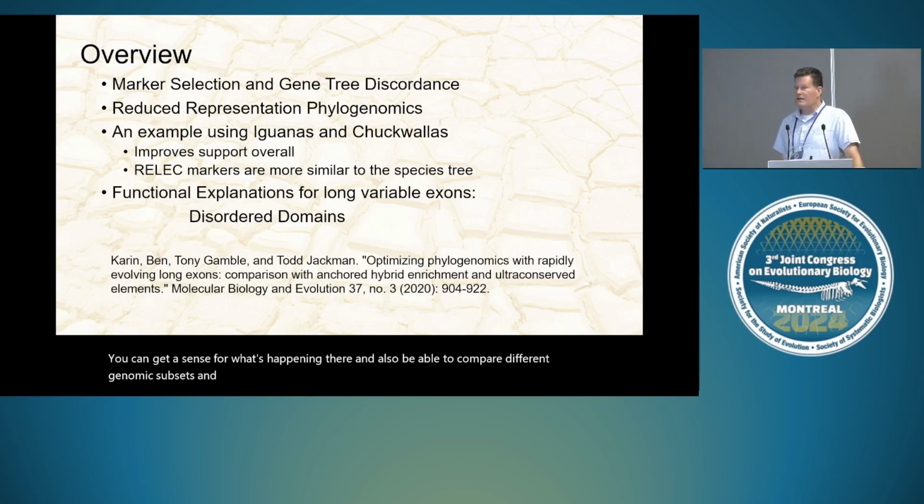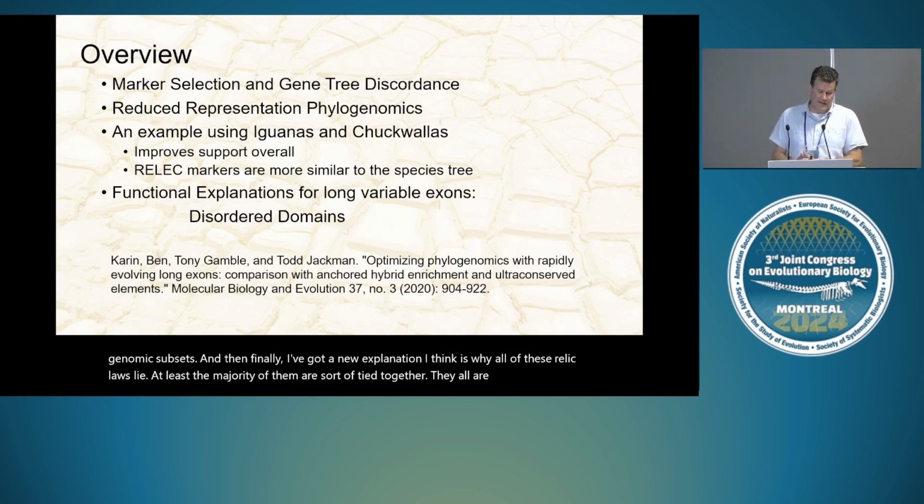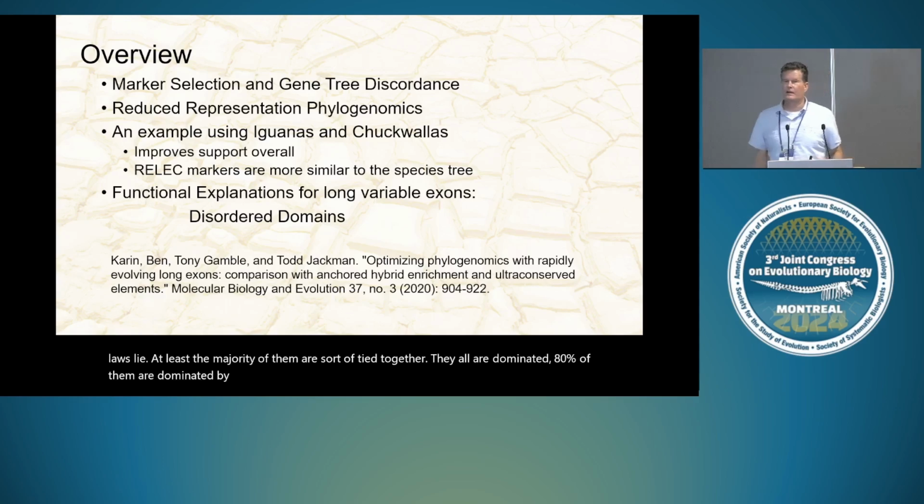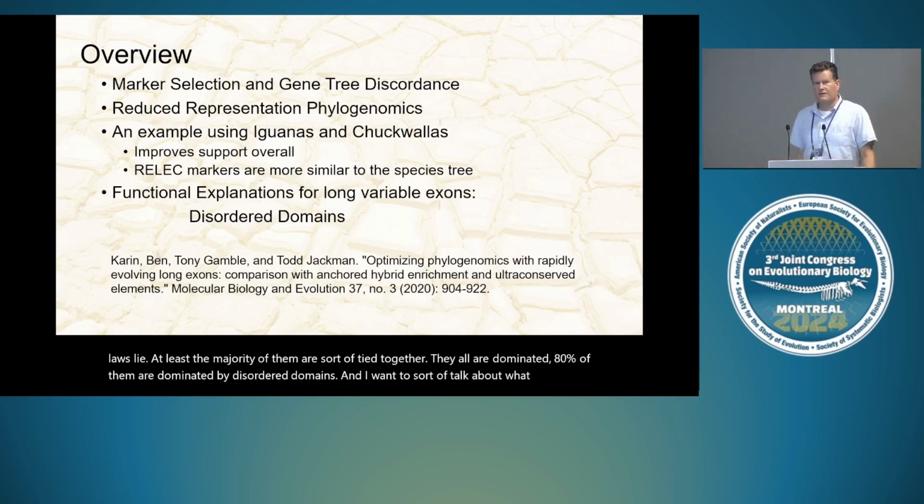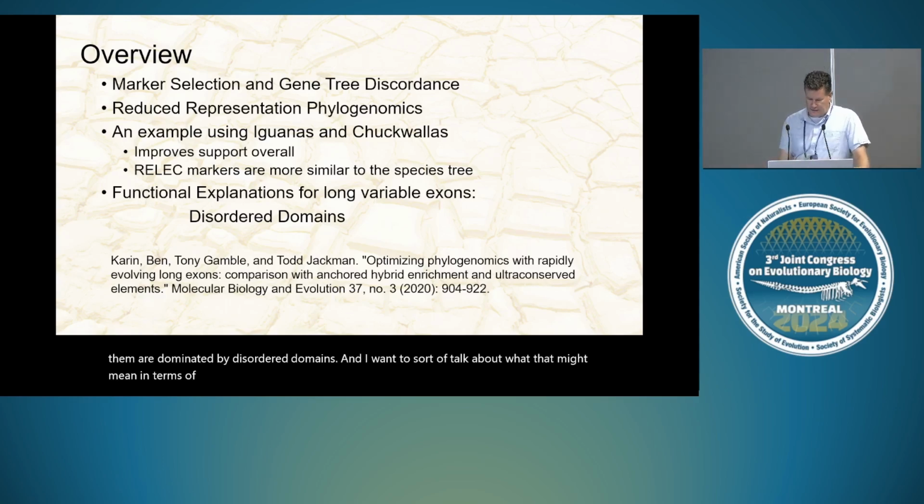And then finally, I've got a new explanation, I think, for why all of these relic loci, at least the majority of them, are sort of tied together. They are all dominated, or 80% of them are dominated, by disordered domains, and I want to talk about what that might mean in terms of modeling and understanding function.